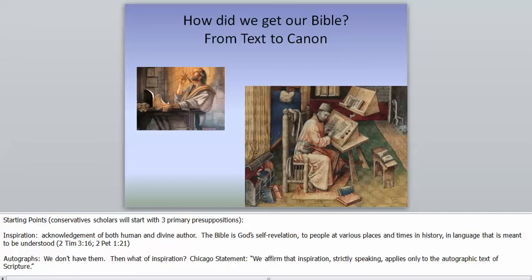is the big question: how did we get our Bible? We talk about from text to canon. That is, the canon of Scripture is basically the arrangement or the ordering of the books that we have in our Old Testament as well as our New Testament.